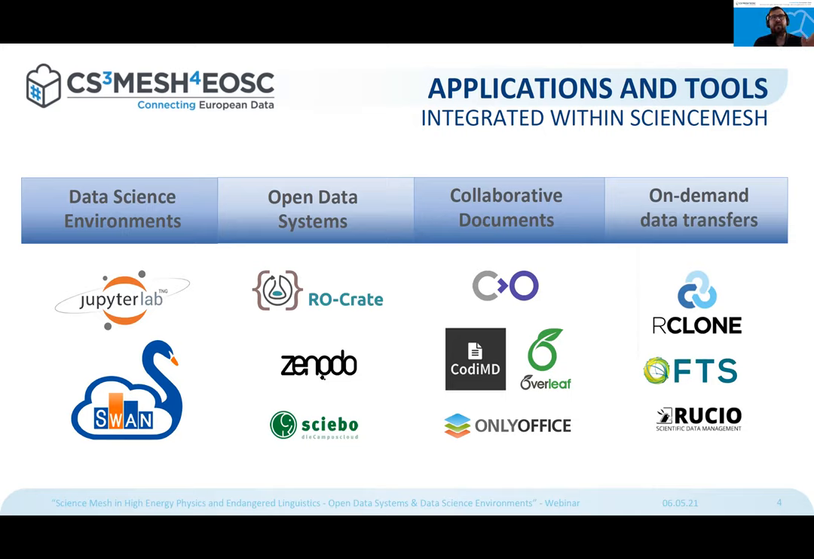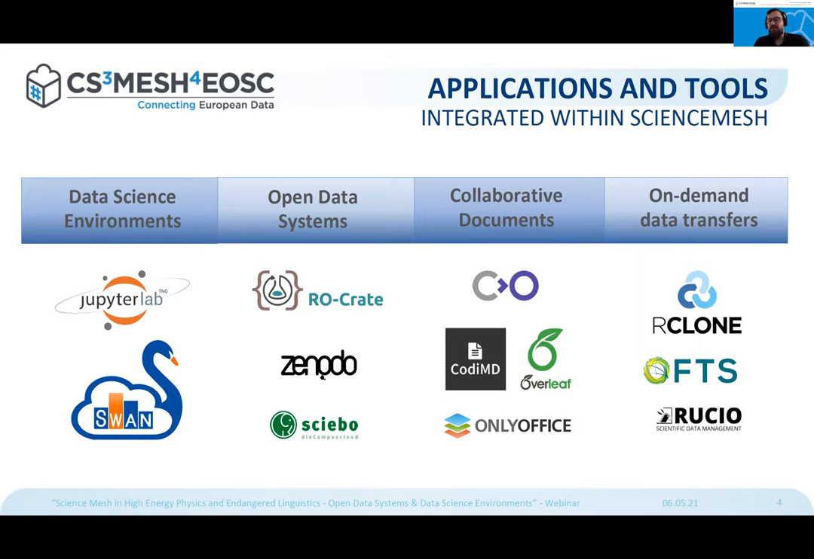So in data science environments, you will see the details, but it's necessary to mention tools such as JupyterLab and the SWAN environment, which is developed at CERN. On open data systems, we will be using the RO-Crate standard, and also repositories, which are on one hand open, but also institutional repositories such as Skibo. On collaborative document sites, we're using tools like CodiMD and Collabora Online. We're working on integration of Overleaf and OnlyOffice.